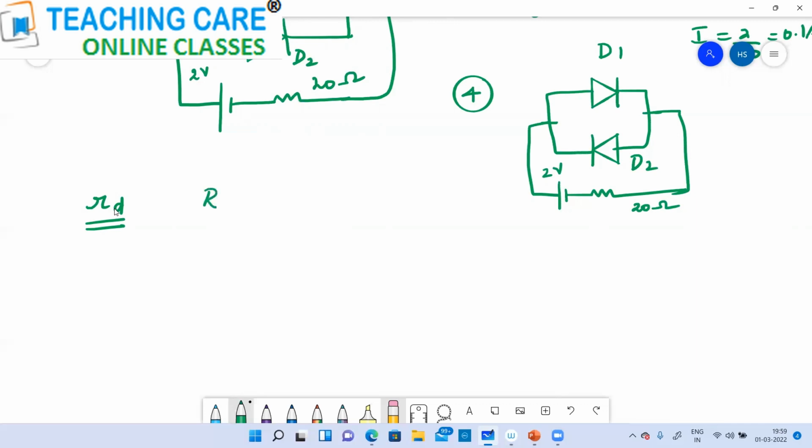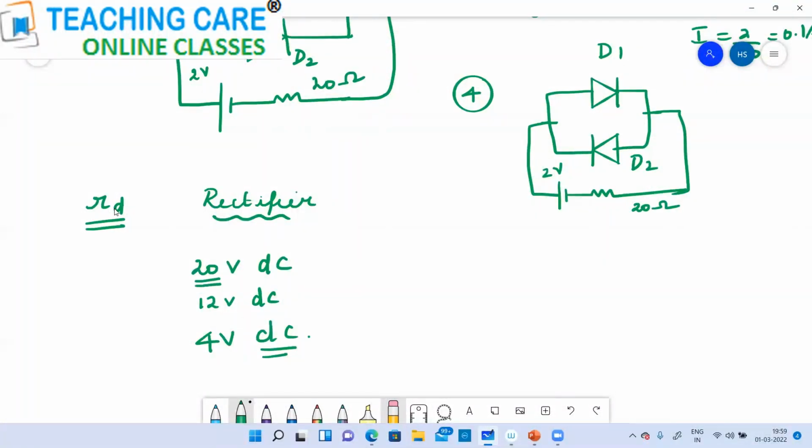What is a rectifier? Have you seen in the mobile charger or in your laptop charger, somewhat it will be 20 volt DC, 12 volt DC, 4 volt DC. What is this? We have to charge this at 20 volt. That too, in our house, it is AC supply. It should be converted to DC. There are some situations we have to convert AC into DC.